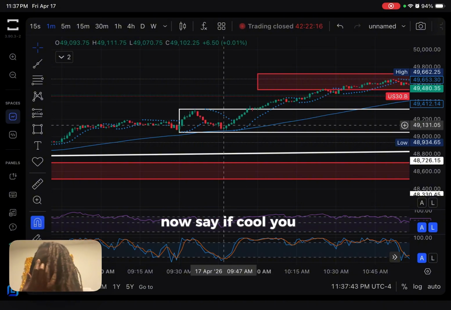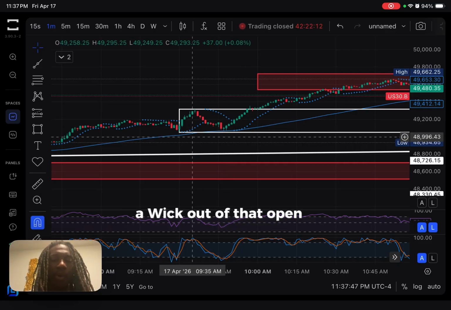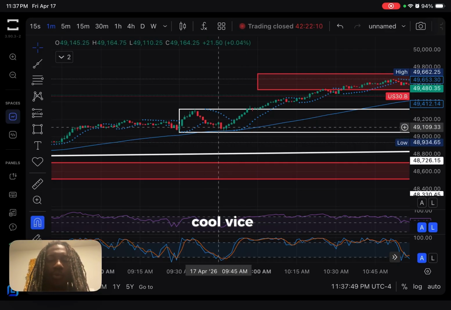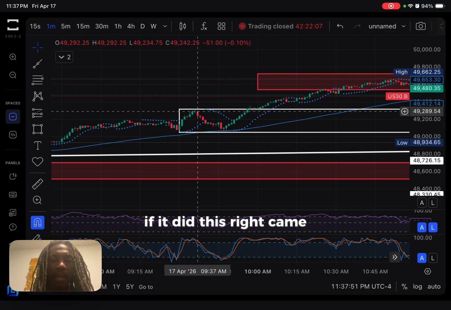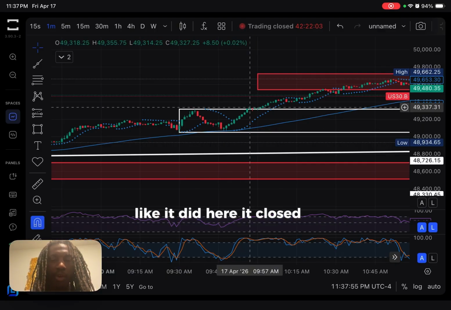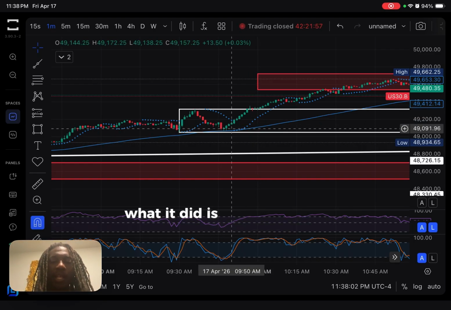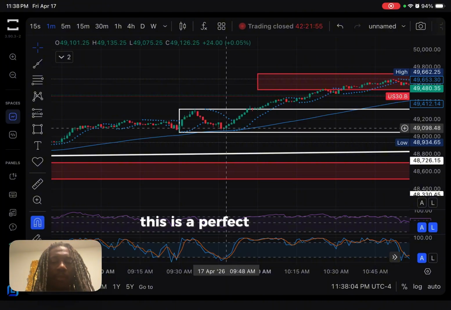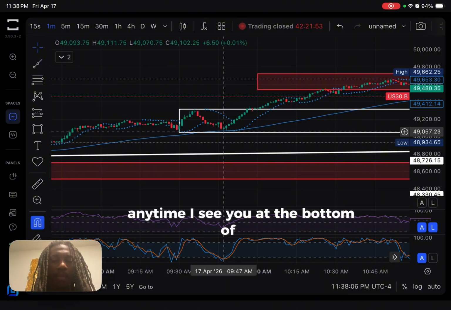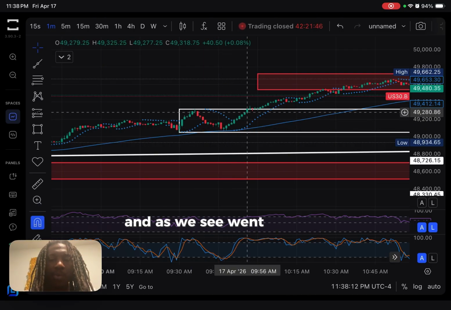Now say you like, all right, I don't like that confirmation, right? Because for me, a wick out of that opening range allows me to know that, okay, cool. Vice versa, if it did this, right, came here, came down, and it wicked here, like it did here, it closed above this opening range, but then now if it came back down, we would know, okay, it's selling, right? But what it did is supported down at this bottom. This is a perfect time to enter. Anytime that you at the bottom of this, good time to enter, especially when you see that resistance or that support that you want to see. Hop in for the trade, and as we see, you went to the upside.